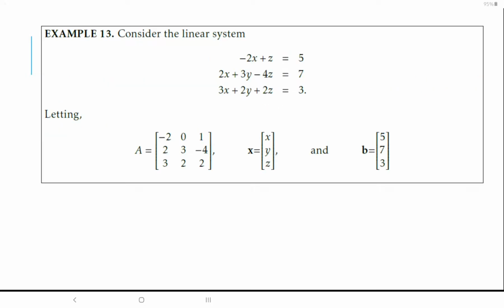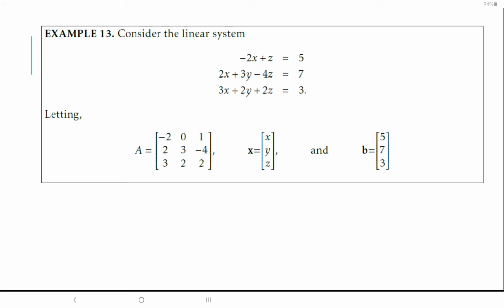Consider the following linear system. Gusto natin siyang isulat as an augmented matrix. So what we do here is collect the coefficients. So we have -2, 0, 1. May 0 tayo dito kasi wala naman tayong y sa first equation. Tama? So we usually write it in order, kumbaga x, y, z, ganun.